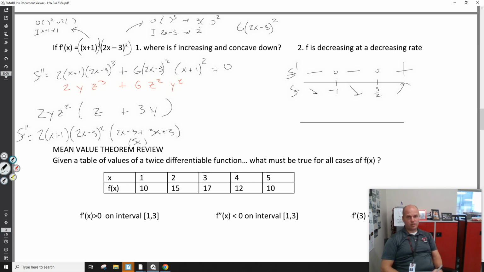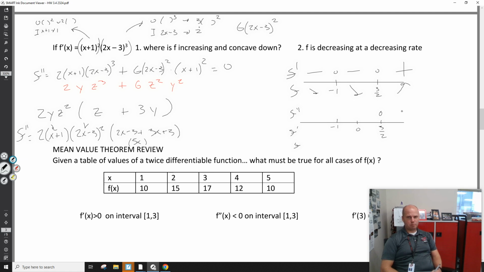We will still have negative 1. We will still have 3/2. Negative 1 from this, 3/2 from this. But from this guy, we get 0. We won't change signs at 3/2. We'll change signs everywhere else.